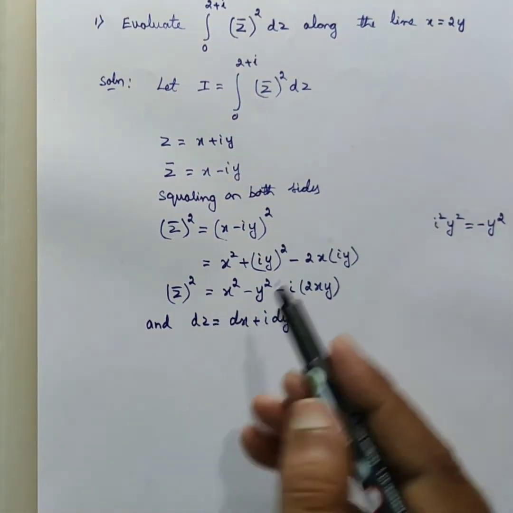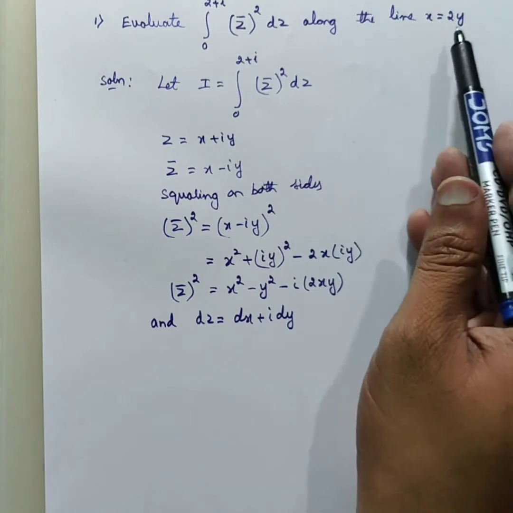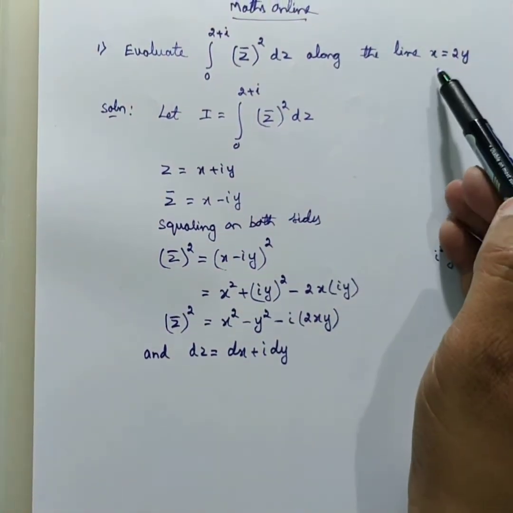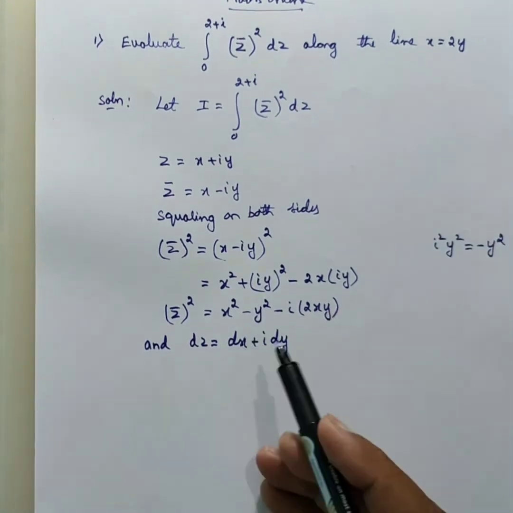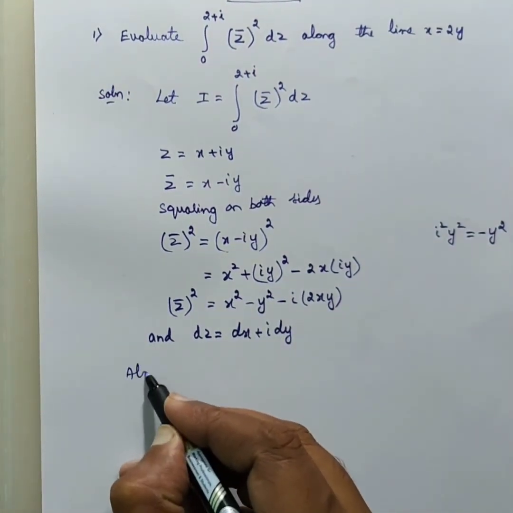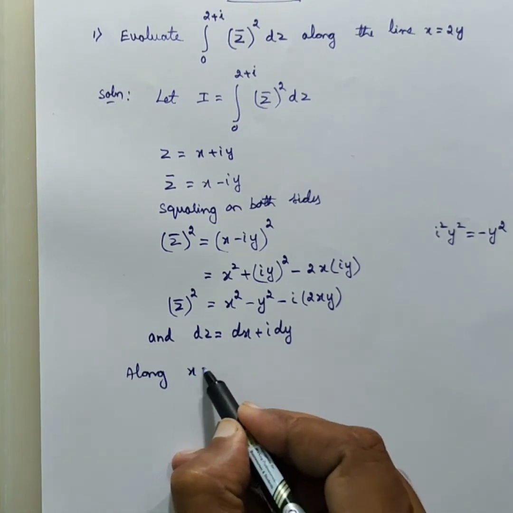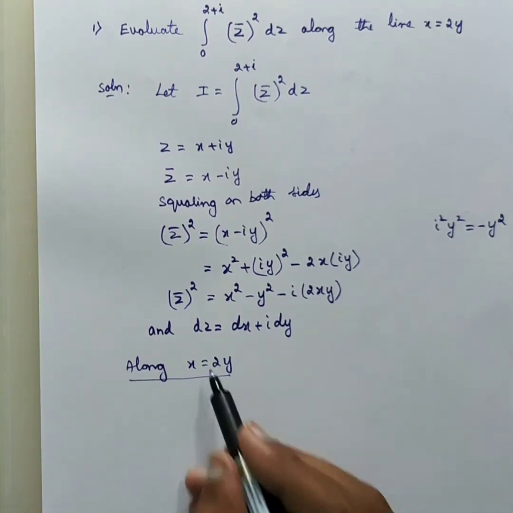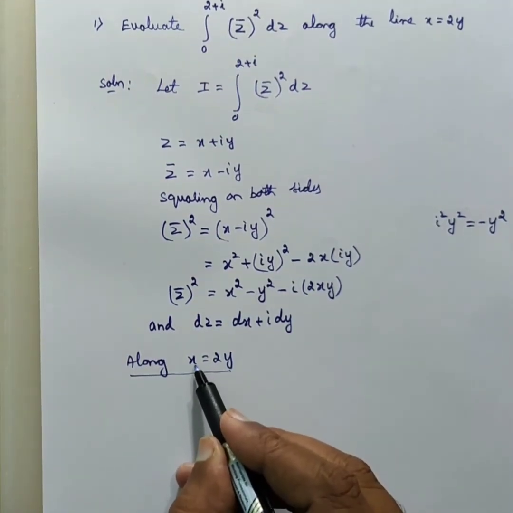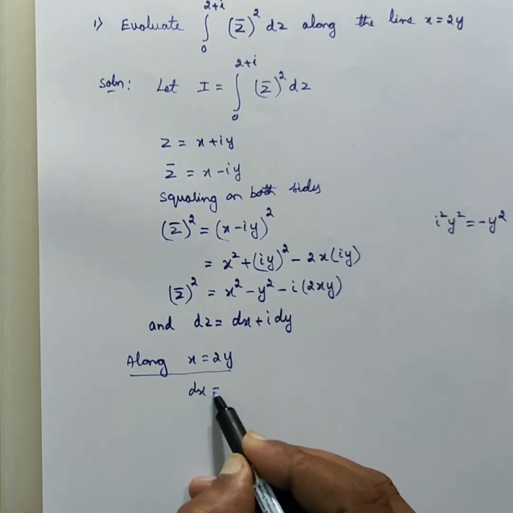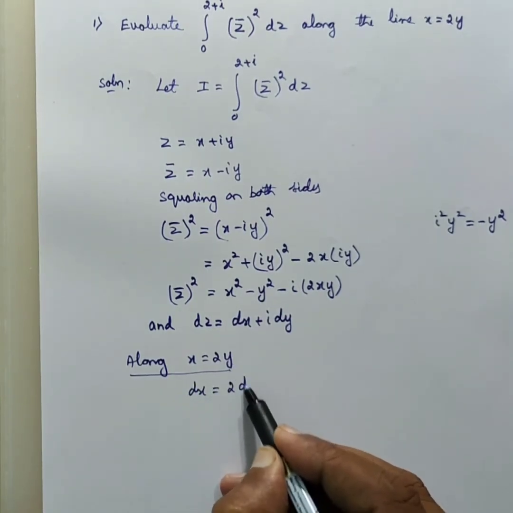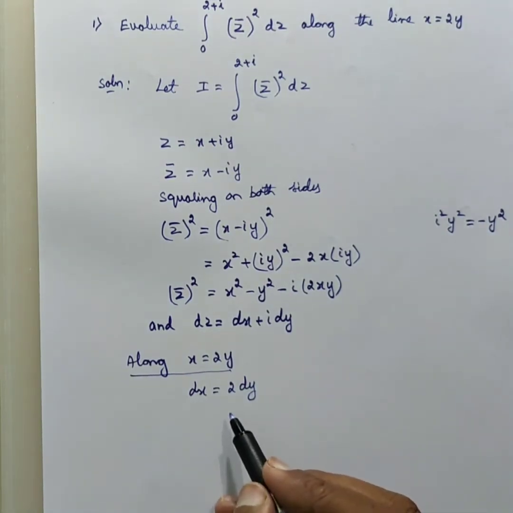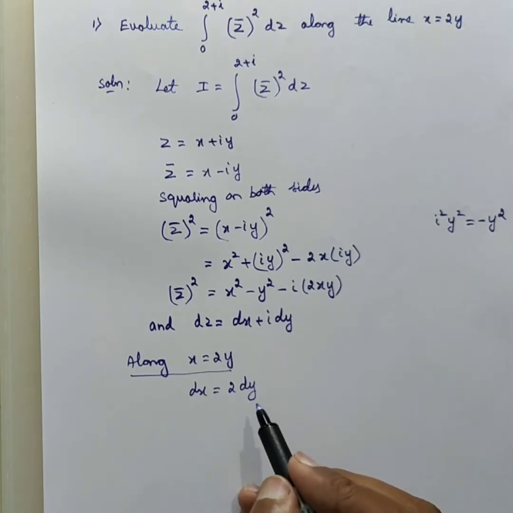So now I have to evaluate this particular integral along this line x equals 2y. So we have to evaluate along x equals 2y. Let us try to differentiate this one. So dx will be equal to 2 times the derivative of y, which is dy. So you got dx equal to 2 dy.